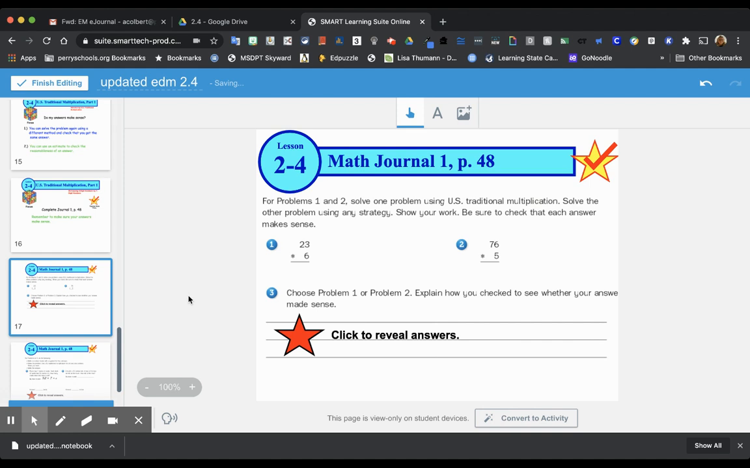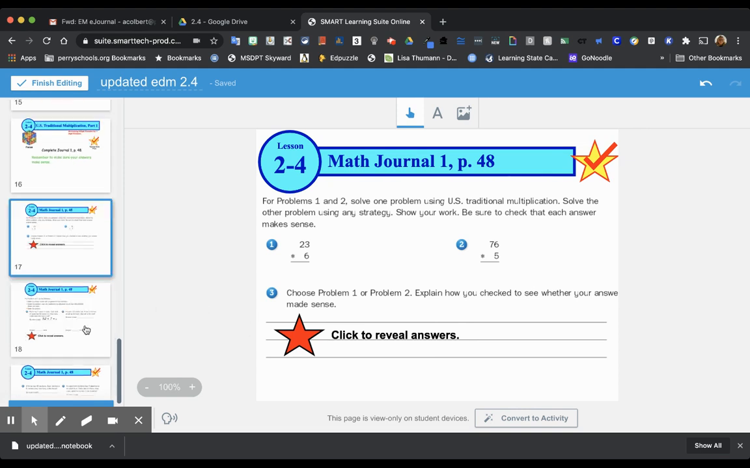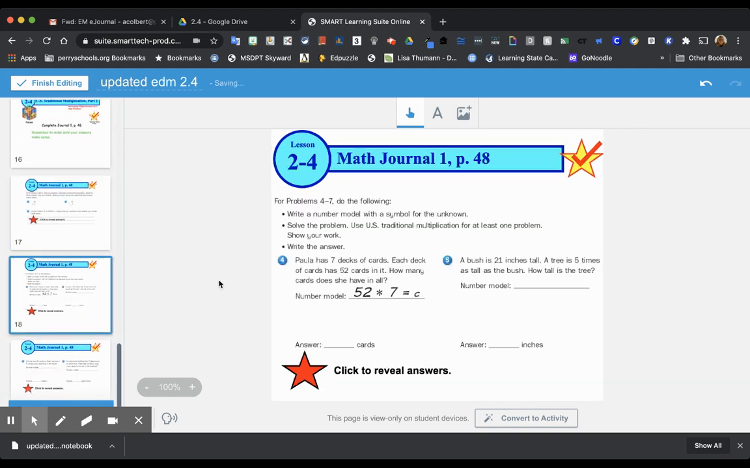So you've got 1 is 23 times 6, 2 is 76 times 5. What we want you to do is solve at least one of these using US traditional. You don't have to do both. You can, but just at least try one of them in US traditional. And then choose problem 1 or 2 and explain how you checked your work. Explain how you checked to make sure that your answer was correct.